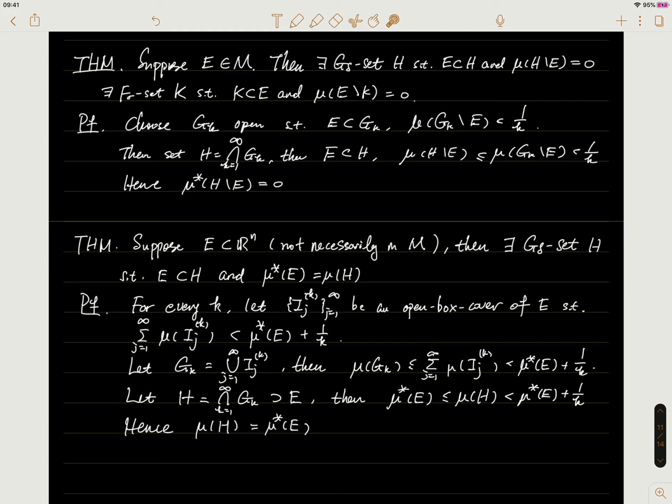Okay, so we just need to show one of them. The other one is similar. So as we showed earlier, for each integer k, or for each natural number k, we can find a G_k such that G_k includes the E, and the measure of the difference is less than 1 over k.